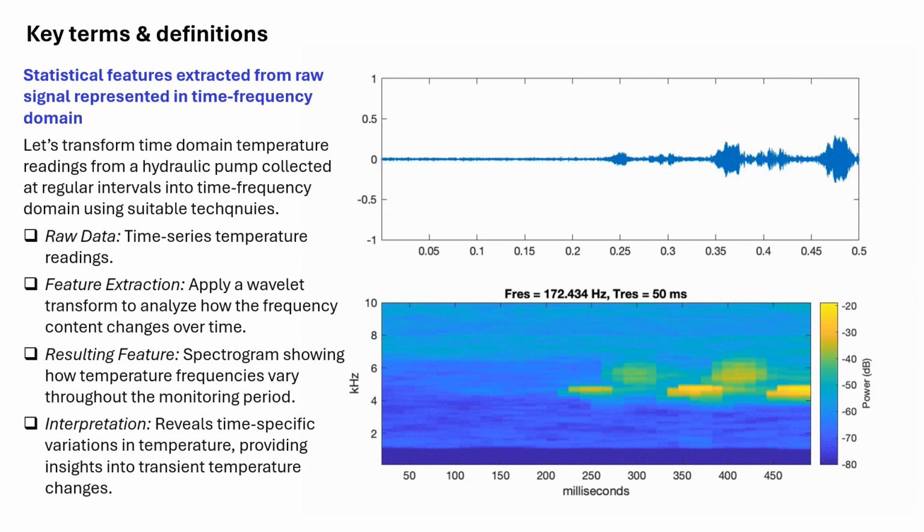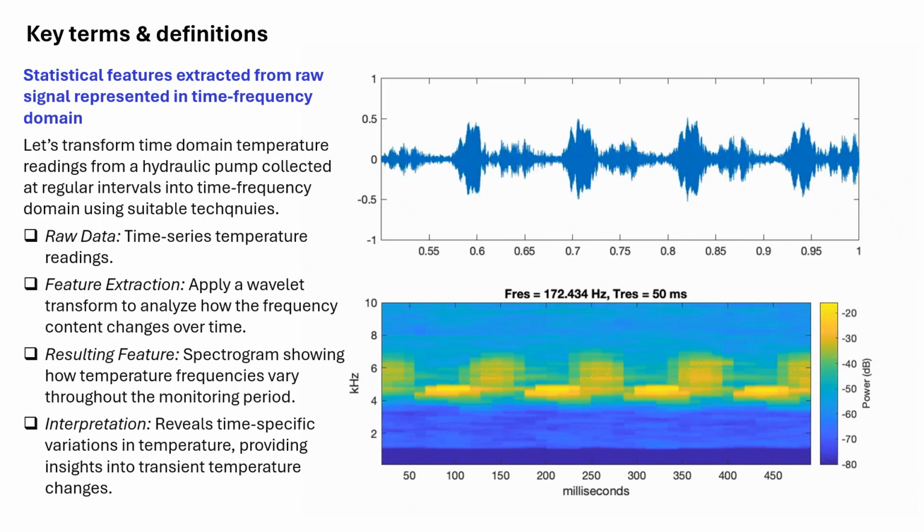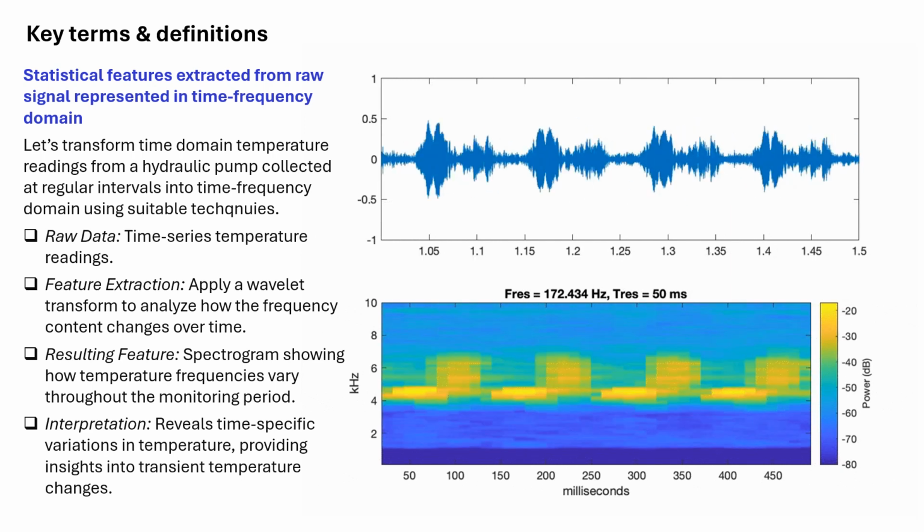This technique enables a detailed examination of how the frequency content of the temperature signal changes dynamically as time progresses. The focus here is on capturing not only the overall trends but also the finer, time-specific variations embedded within the data. The result is a spectrogram, a visual representation showcasing the variations in temperature frequencies throughout the monitoring period.